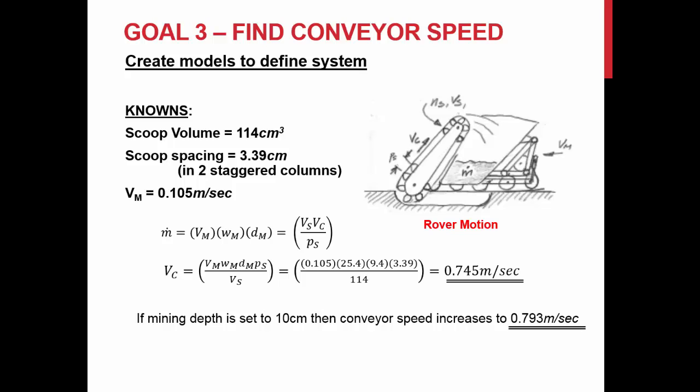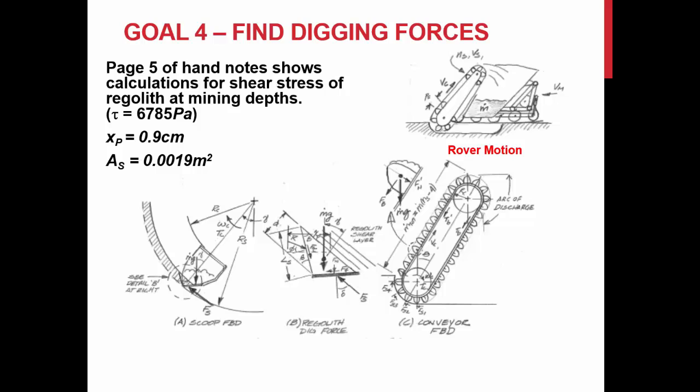However, if we adjust the mining depth slightly, we'll find that we have to pick up the conveyor speed in order to make up for the increase in volume, in which case the conveyor speed now goes up to 0.793 meters per second. Not a big change, but in most circles enough to keep track of.